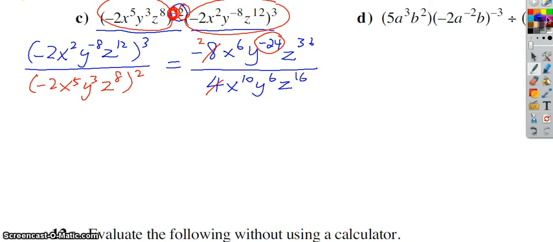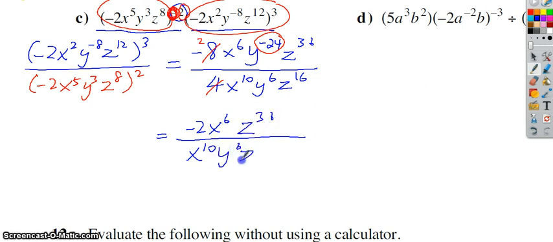Just move that in the bottom. So the only thing I need to do is copy the rest. See, I'm copying everything else. Everything I'm just copying. And then I'm moving just the y24 to the bottom because that's what it does. Negative exponent means to the bottom. How about the rest? The rest you don't change.